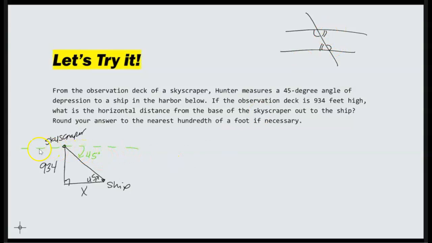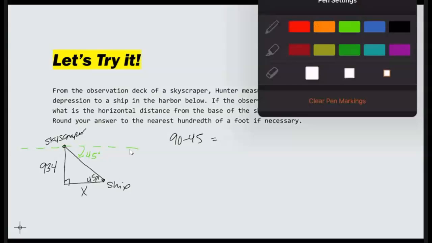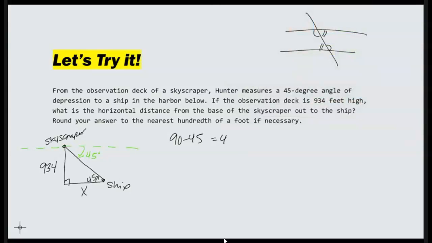Same thing, here's my parallel lines. This 45 will be congruent here. If that didn't make sense, once again, the horizontal line and your vertical will always create a 90-degree angle. So if I had done 90 minus 45, luckily for us, we still end up with 45, because 45 plus 45 will give you 90. So either way, you still get the answer.